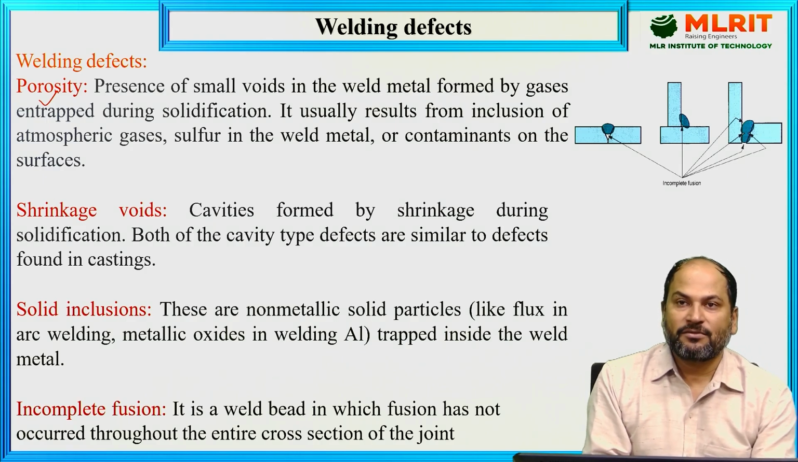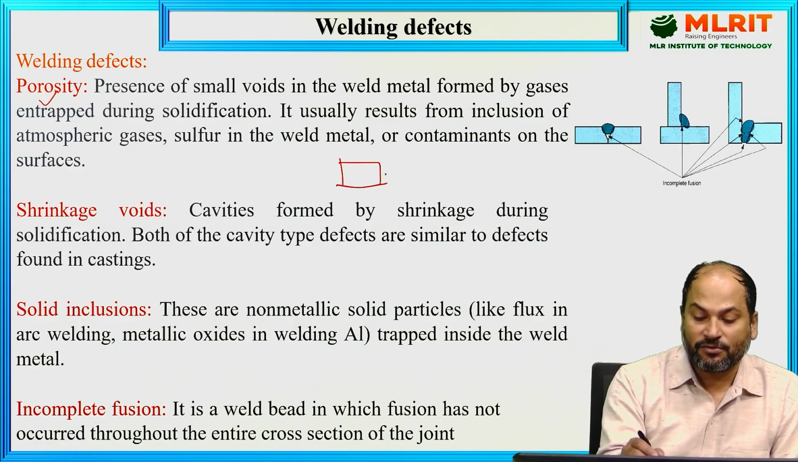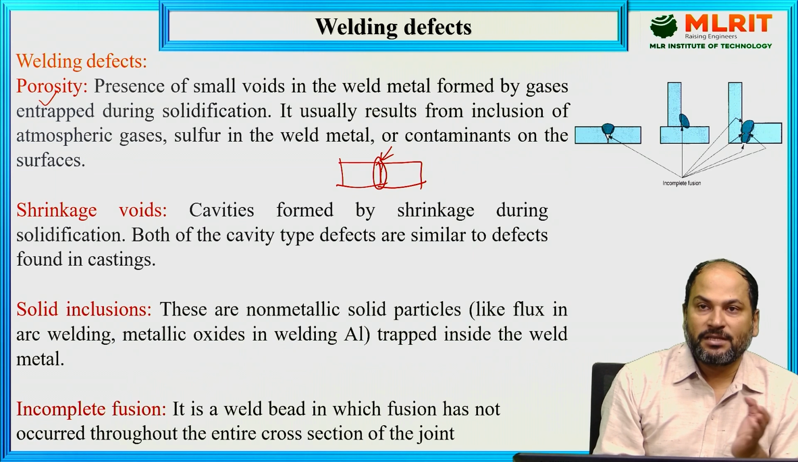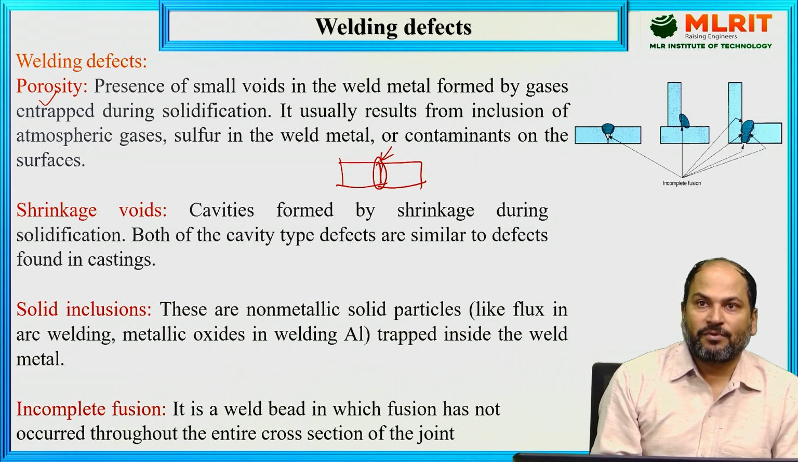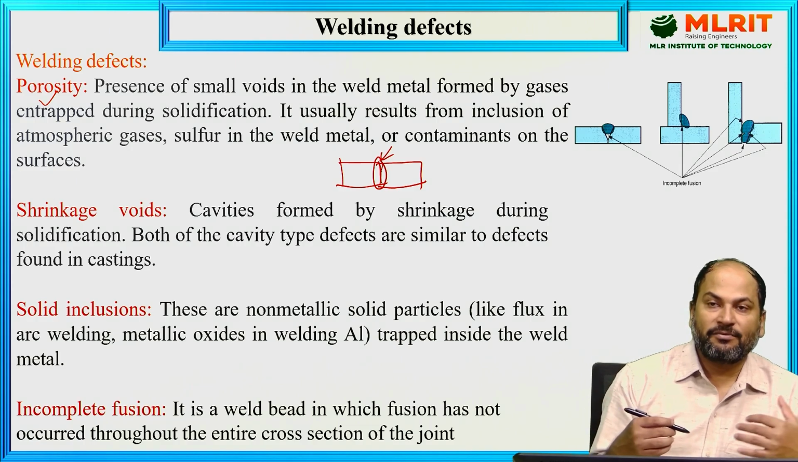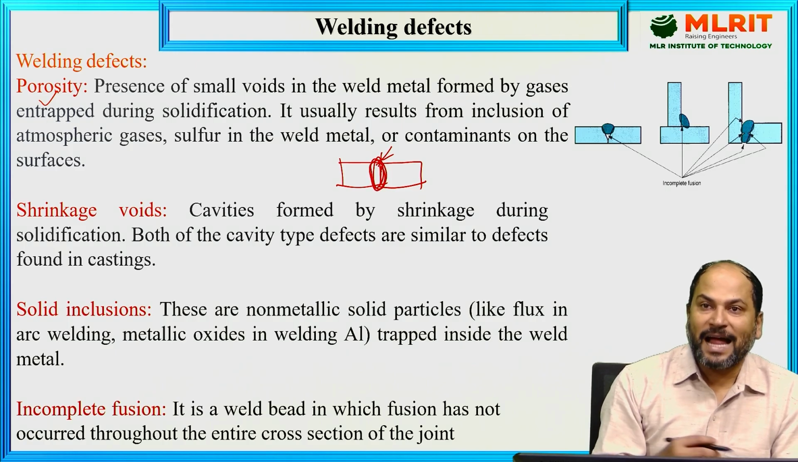So what happens when we are welding two parts? Suppose these two sections we are welding together. What we are doing, actually, is melting the section where we have to do the welding. So once it is in molten phase, once it is in liquid state, its affinity towards oxygen will increase. So what will happen? Whatever gases are there, the atmospheric gases, will mix with this liquid or molten metal, and it will be trapped there.